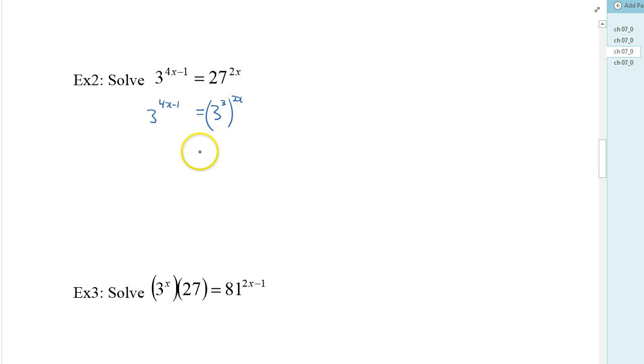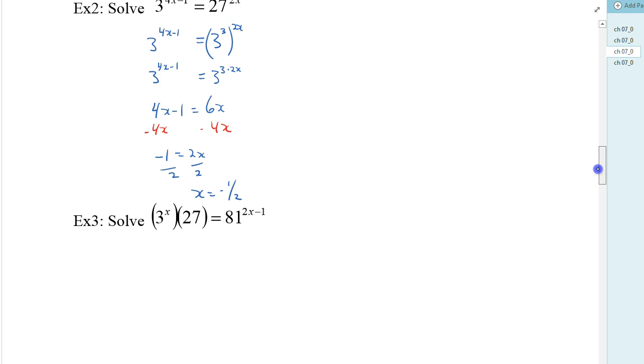So a power to a power, you'll remember we end up multiplying. 3 times 2x, just like one of our previous examples. So now we can say 4x minus 1 is going to be equal to, well, what is 3 times 2x? It is equal to 6x. Let's subtract 4x from both sides, and we will end up with minus 1 is equal to 2x. So we divide both sides by 2, and we get x is equal to negative 1/2.